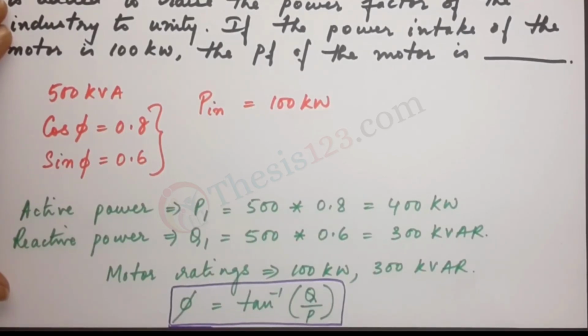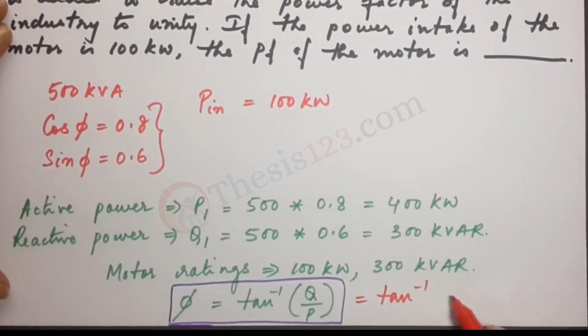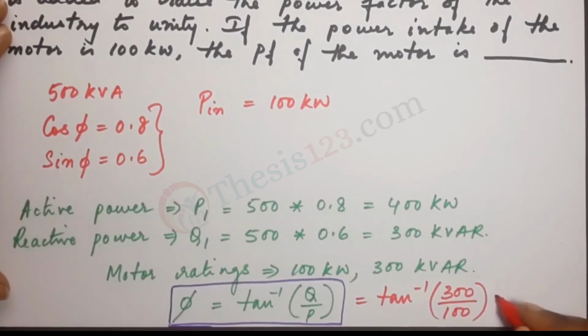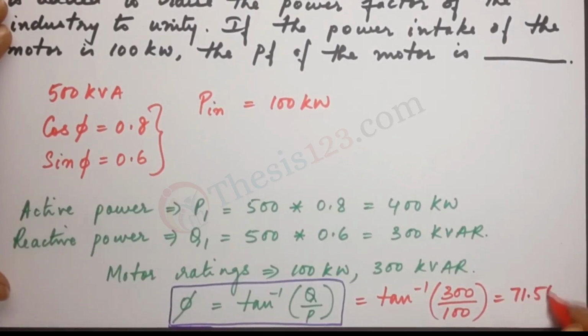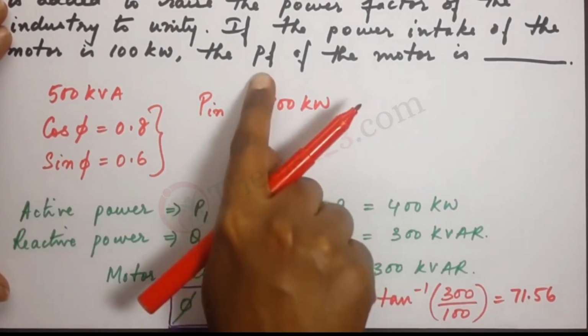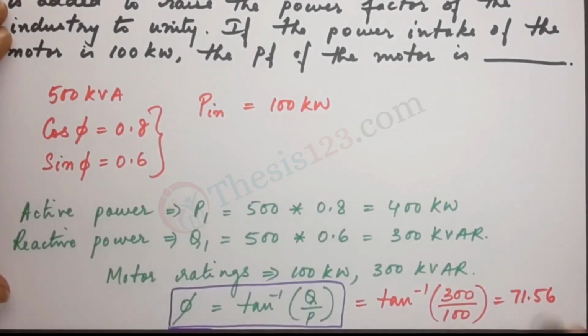So if we substitute the values, we get tan inverse of 300 by 100. So that's tan inverse of 3. So that comes around to 71.56. Now this is the value of phi. We need the power factor, which means that we need cos of this value.